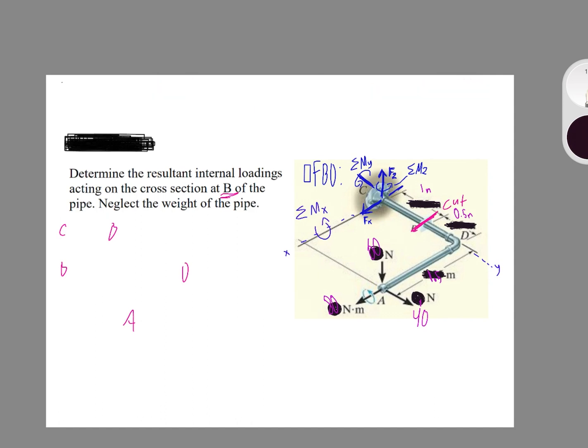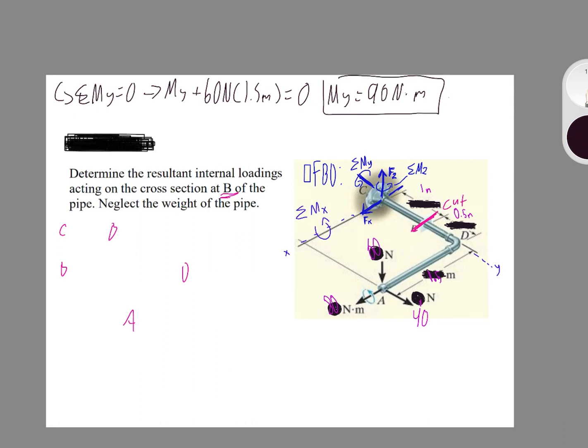In the Y direction, the sum of moments about Y equals 0: My plus 60 newtons times 1.5 meters equals 0. Let's go ahead and solve that out. I believe that's actually going to be My equals 90 newton meters. Good deal, we got that.